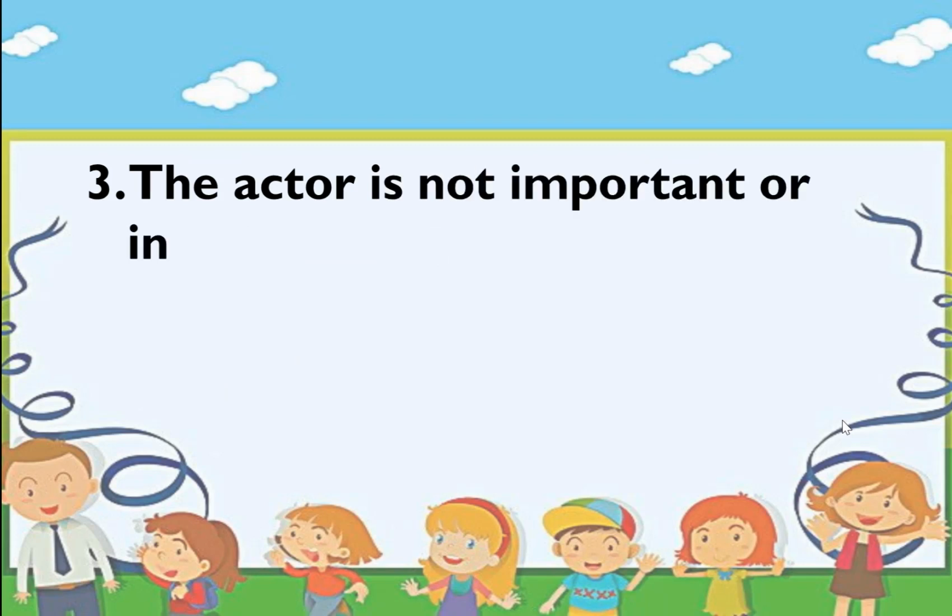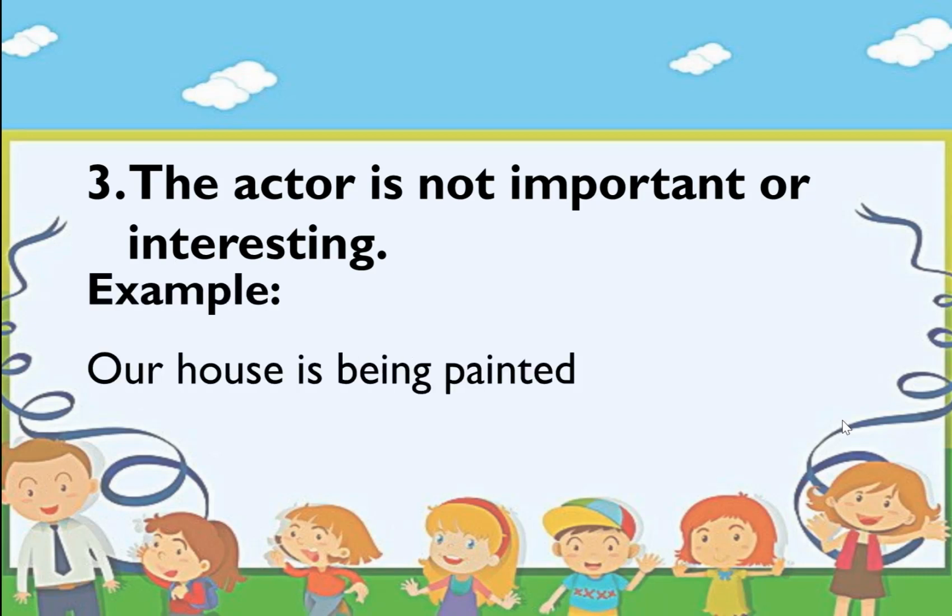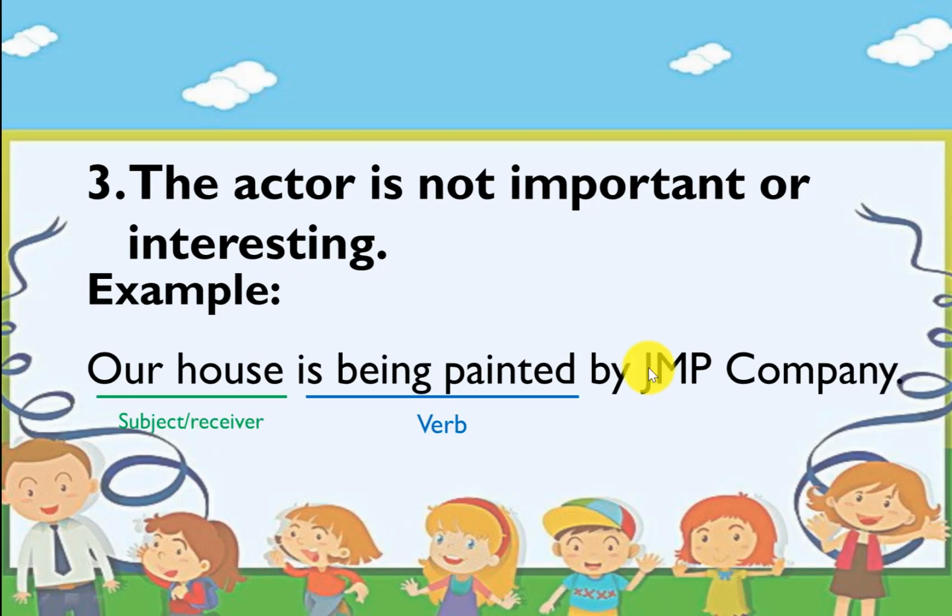Another is when the actor is not important or interesting. Like in this example, our house is being painted by JMP Company. So in here, if you think that the actor is not important in your sentence, then you can just remove it. So your sentence would be, our house is being painted. Again, it follows the structure of subject, auxiliary verb, and the main verb in its past participle. Plus, we have the by and the agent, which are optional.